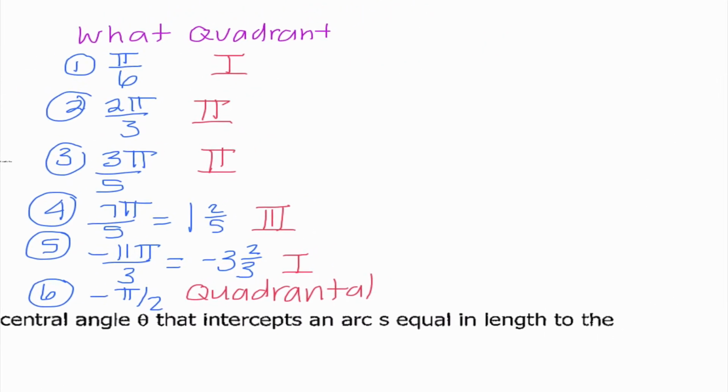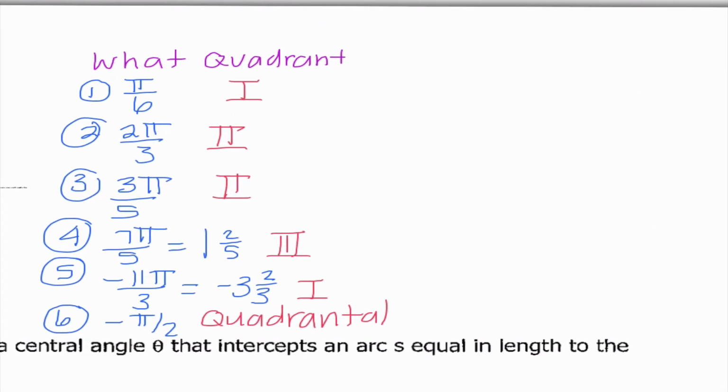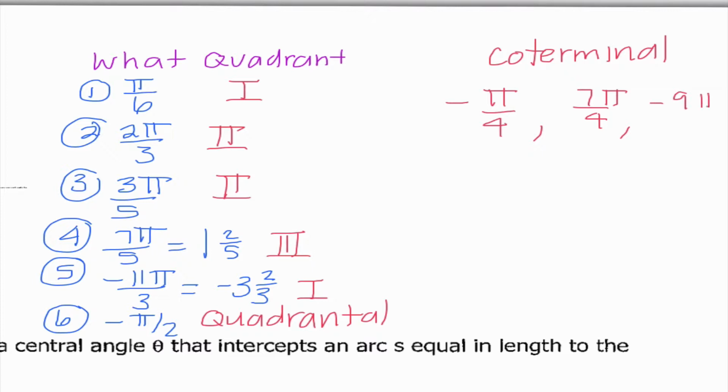So the next thing that I want to do here is let's quickly think about some coterminal angles with radians. We already said that we would add 2 pi. So if I have something like negative pi over 4, if I added 2 pi to that, I would get 7 pi over 4. If I subtracted 2 pi, I would get negative 9 pi over 4. So we would say all 3 of those are coterminal angles. They share the same standard position. They just have different names.